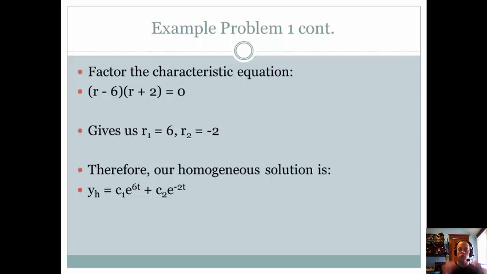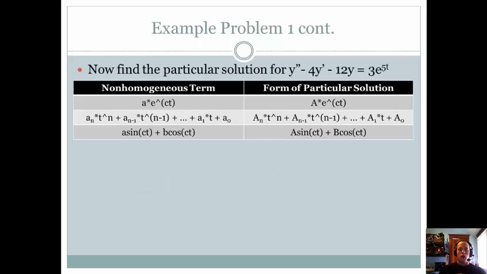All we need to get the general solution to the whole system is a particular solution. So we're going to look at our table of guesses here. Now we see that our non-homogeneous term, our 3e to the 5t, is an exponential term, right? Where little a is equal to 3 and c is equal to 5. So we can see using our table of guesses that the form of our guess for y should be big A times e to the 5t, right? Where c is equal to 5. So our guess for the particular solution is A times e to the 5t.